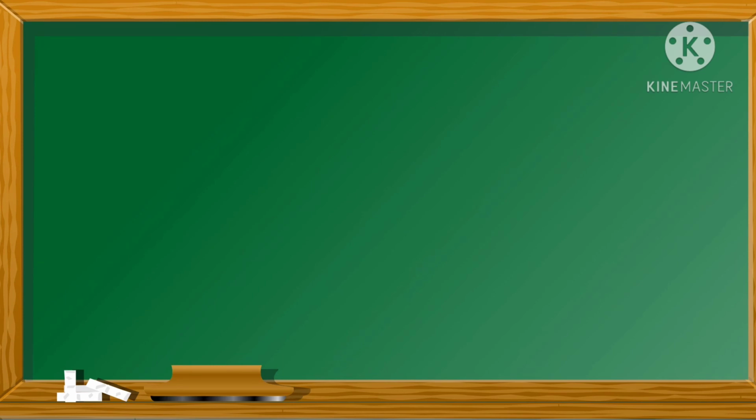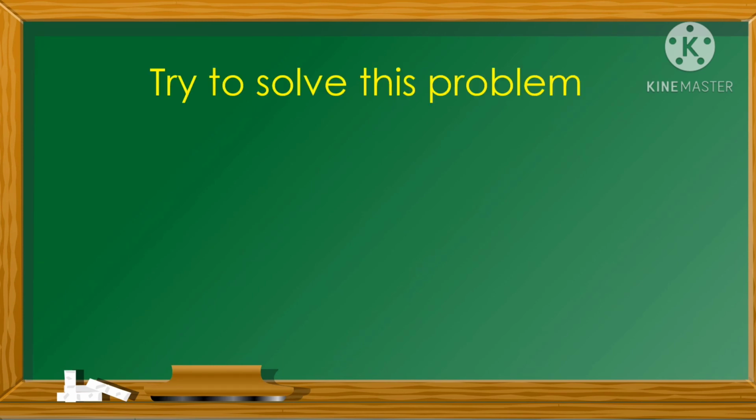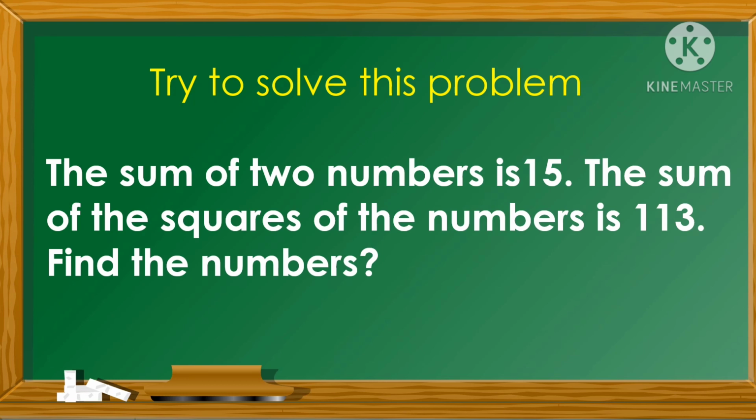Okay. This time, try to solve this problem. The sum of two numbers is 15. The sum of the squares of the numbers is 113. Find the numbers. Okay, you try to solve this one, and you write your answer in the comment section.